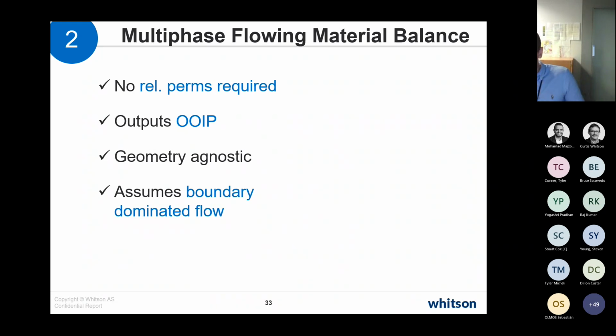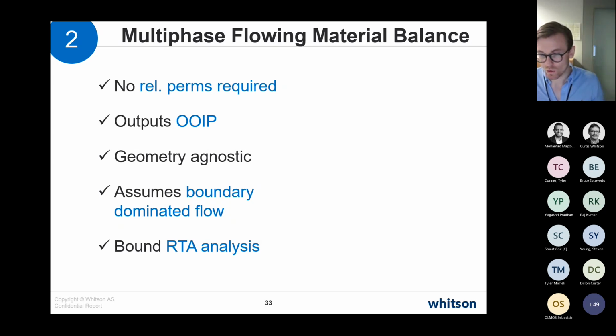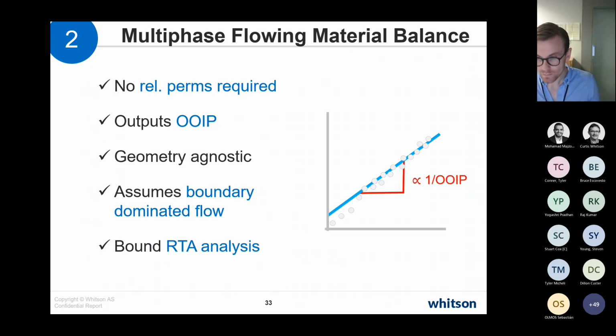And what does that mean for us in general? Well, it means that if you're still transitional or infinite acting, this methodology will provide you with a lower bound for your oil in place and gas in place when you go into your numerical or analytical RTA processes or workflows. So we use it actively, and also with a lot of you, to bound our RTA analysis. So we know that whatever this number is, it should at least be that or higher.